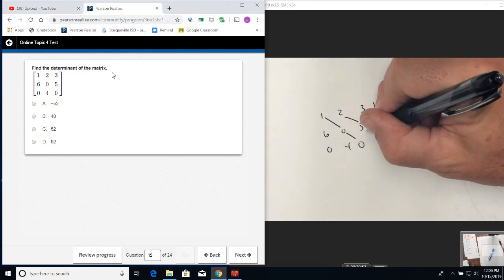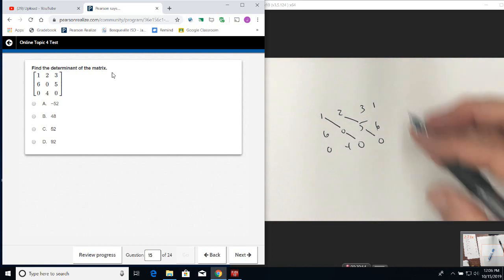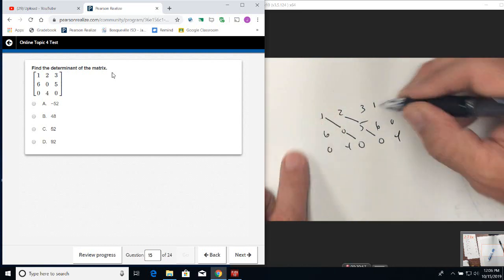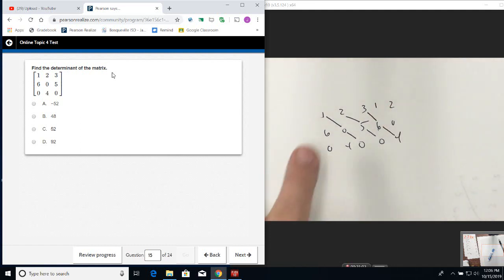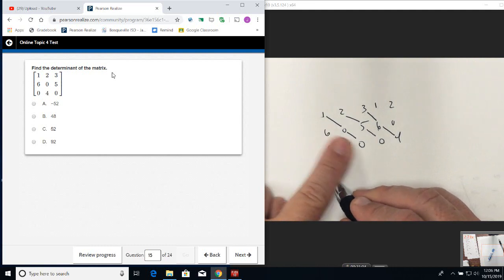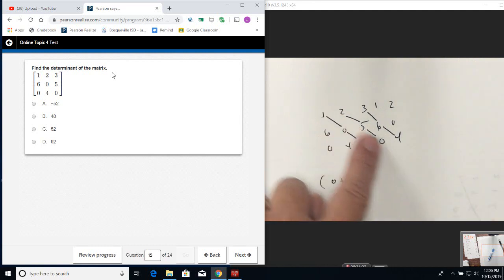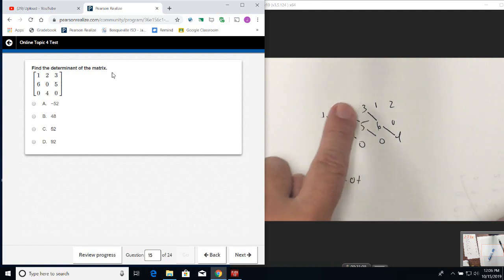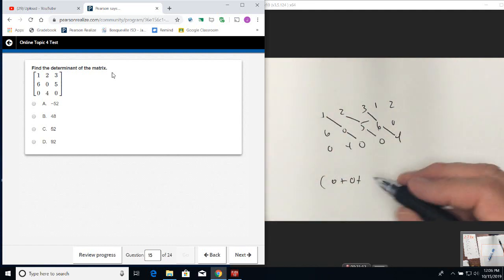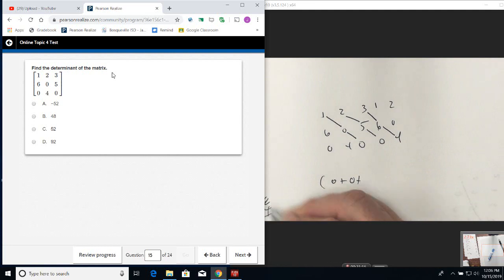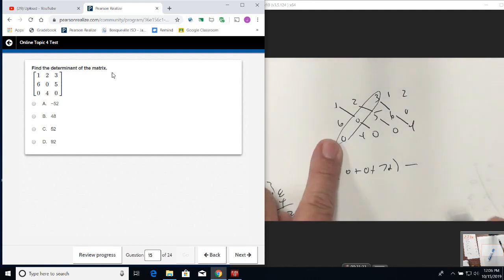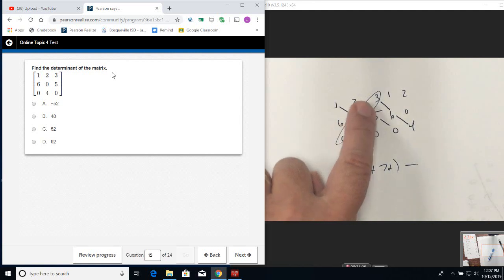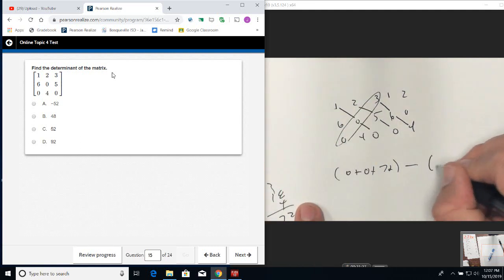So I can do my next diagonal, which is 2 times 5 times 0. And I recopy this 2, 0, 4, so I can take my 3 times my 6 times my 4. So my main diagonal would be 1 times 0 times 0, which is 0, plus 2 times 5 times 0 is 0, plus 6 times 3 is 18 times 4. 18 times 4 is what? 72.